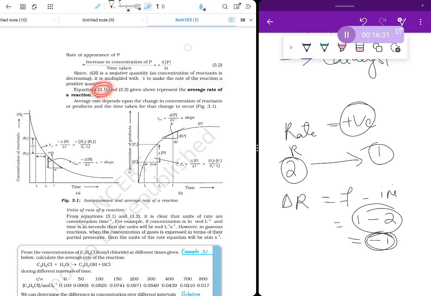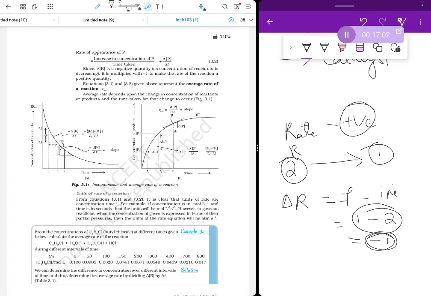Equations 3.1 and 3.2 given above present the average rate, because it is between a time interval. So the average rate of a reaction depends upon the change in concentration of reactants or products and the time taken for that change to occur.